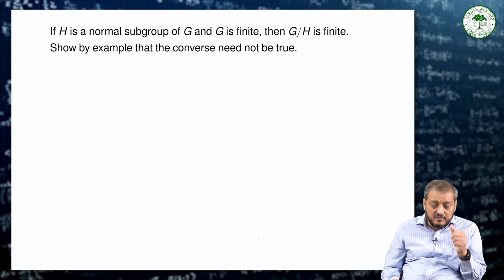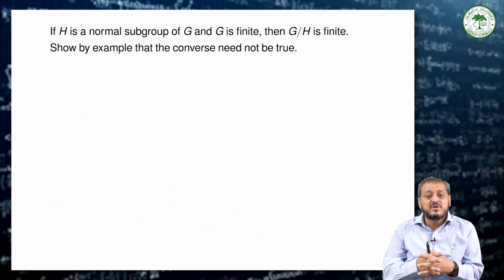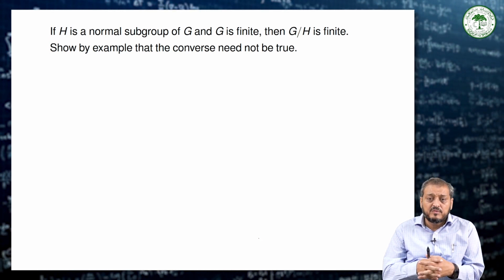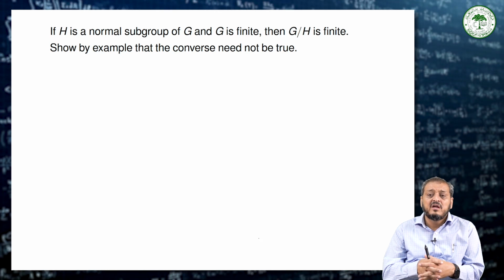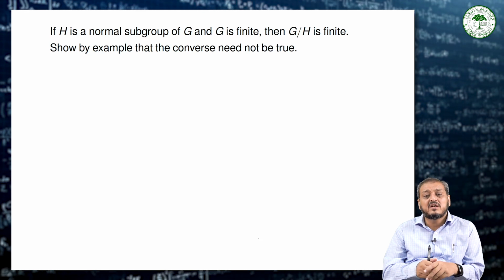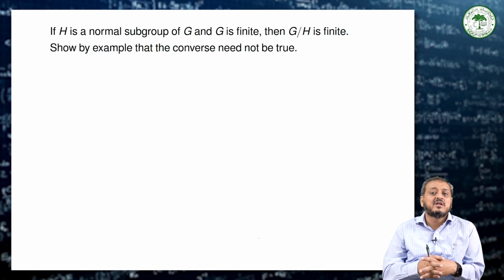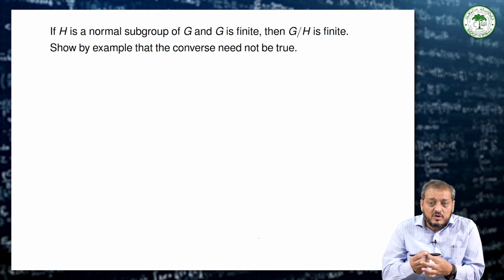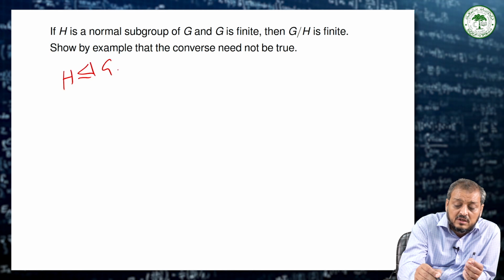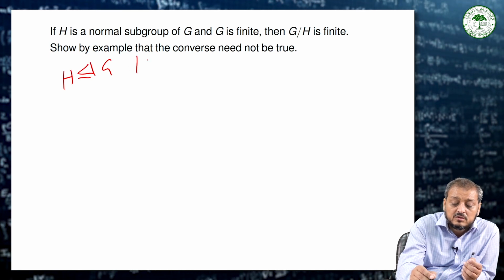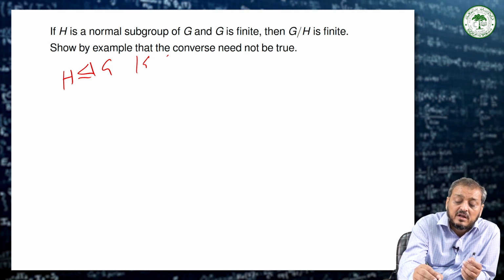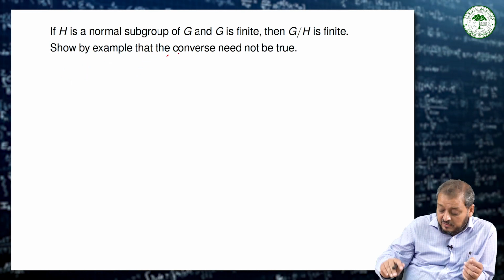Now we have some examples to discuss in the exercises. If H is a normal subgroup of G and G is finite, then G by H is finite. And also show by example that the converse need not be true in general. So we are given H is normal in G, and G is finite, so the order of G is finite, and then we have to show that G by H is also finite.